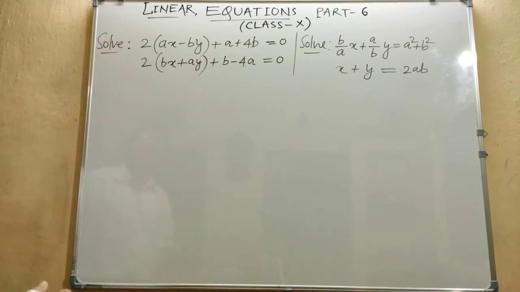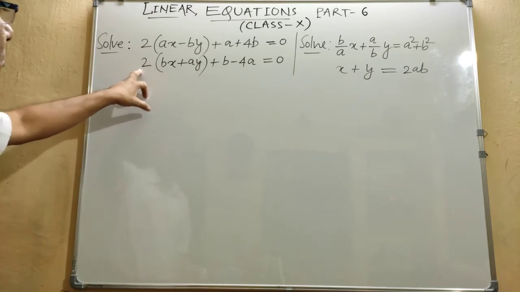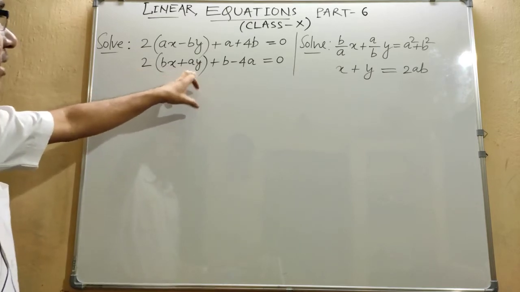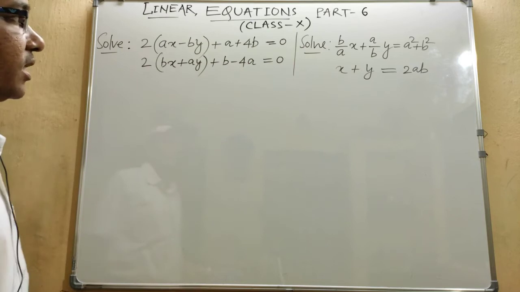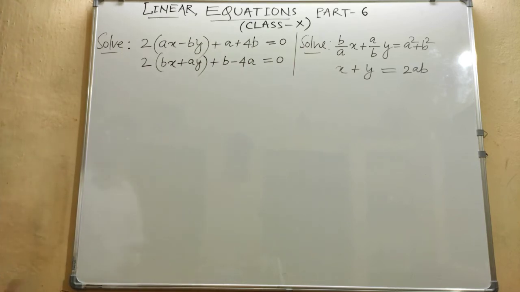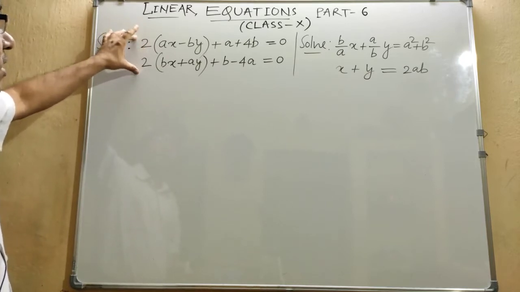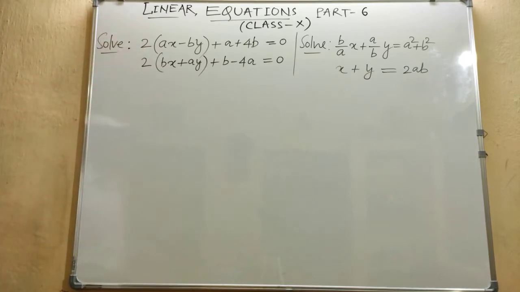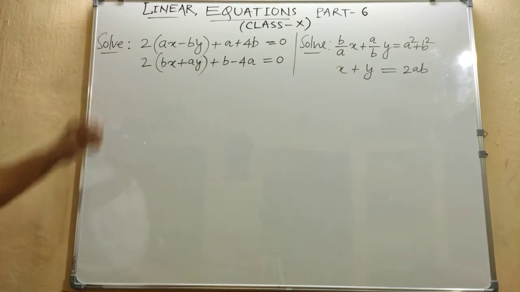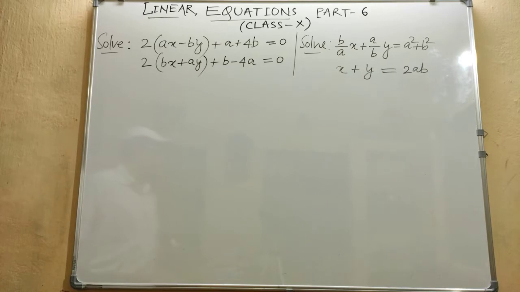First question: 2(ax minus by) plus a plus 4b equal to 0, and the second equation is 2(bx plus ay) plus b minus 4a equal to 0. This is a system of linear equations. This is a linear equation, this is a linear equation. So combined it is a system of linear equations and we want to solve it, which means we have to find the value of x and y.